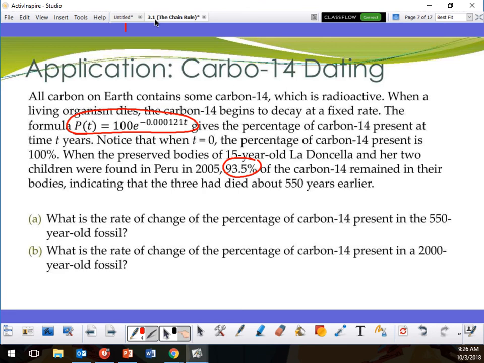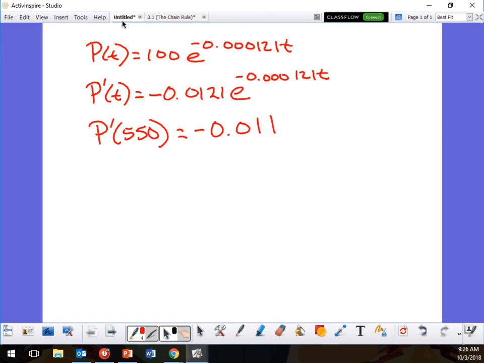Oh, wait, go back here. Okay, what is the rate of change of the percentage of the carbon-14 present in a 2,000-year-old fossil? Now, what do we have to do different for this one? Just like in 2000 instead of 550. Because we already know the derivative, and that's going to give me my rate of change. And so now this one, my t is 2,000.